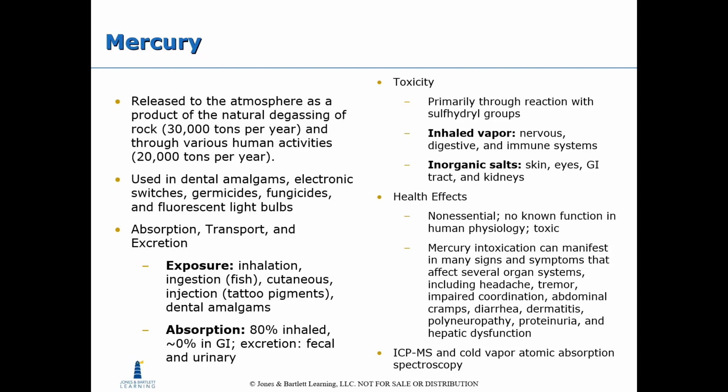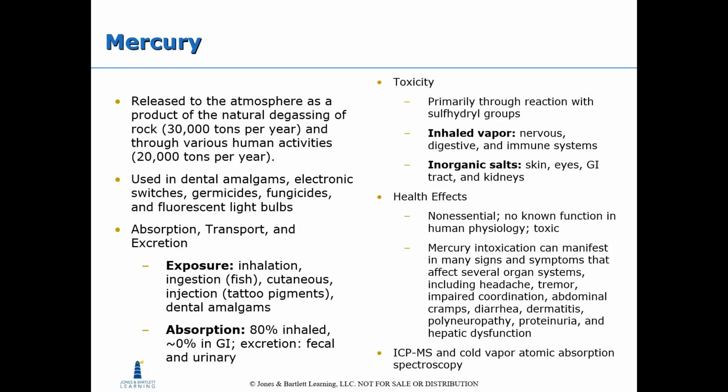Mercury is released to the atmosphere as a product of the natural degassing of rock, 30,000 tons per year, and through various human activities, 20,000 tons per year. It's used in dental amalgams, electronic switches, germicides, fungicides, and fluorescent light bulbs. Absorption, transport, and excretion. Exposure is through inhalation, ingestion, primarily fish, cutaneous injection, tattoo pigments, and dental amalgams. Absorption, 80% inhaled, about 0% in the GI, and excretion, fecal and urinary.